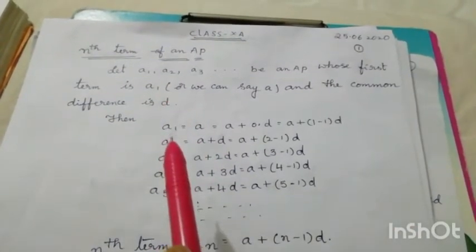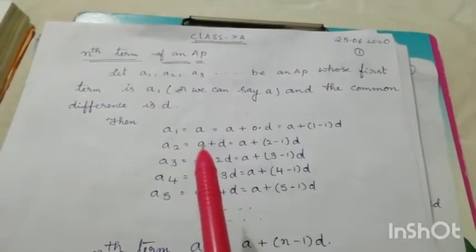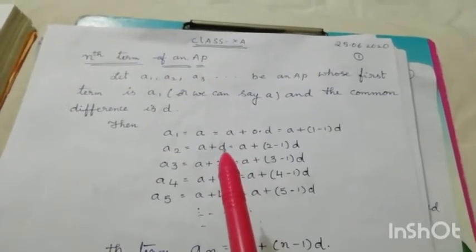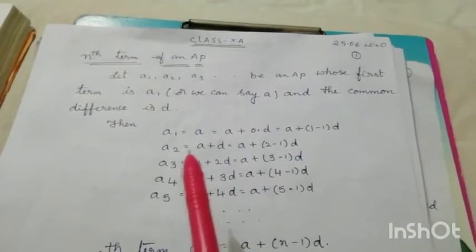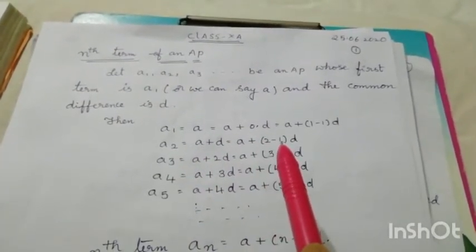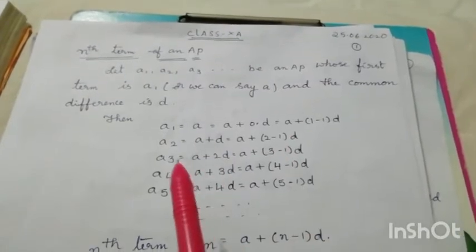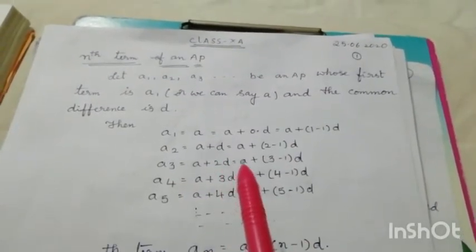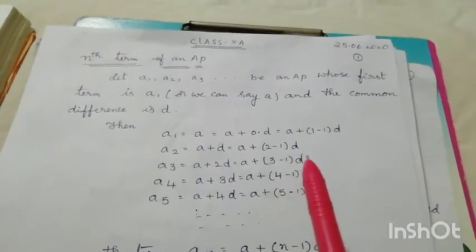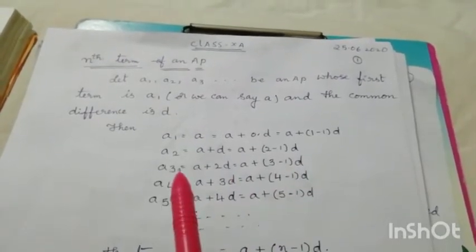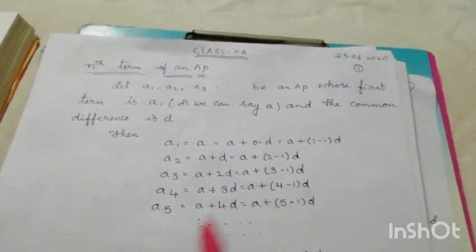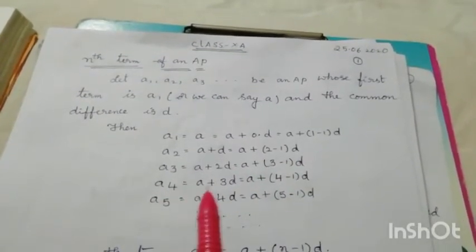Now the second term is A plus D, which is equal to A plus 1 into D, and we can write 1 as 2 minus 1 because it is the second term. A3 is equal to A plus 2D, which is equal to A plus 3 minus 1 into D. That is the third term, A plus 3 minus 1 into D, that is 2D.